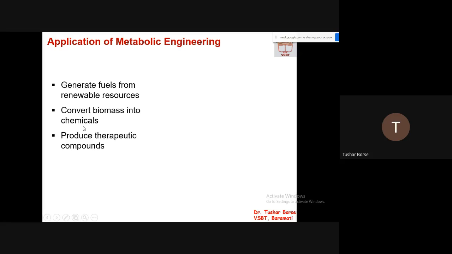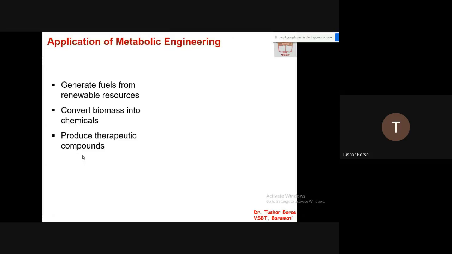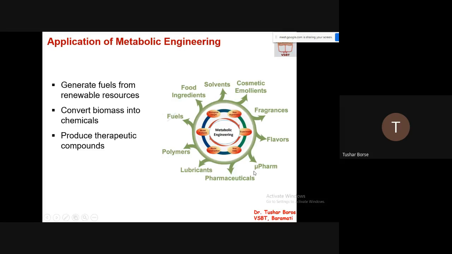Then convert the biomass into chemicals. We have a huge biomass which is available. It could be agriculture biomass, or any other kind of biomass which is simply going waste. So work has to be done whereby you can convert this biomass into useful products. In some cases you can use therapeutic compounds, and that is what we are actually interested in, for the production of different secondary metabolites which have pharmacological applications.